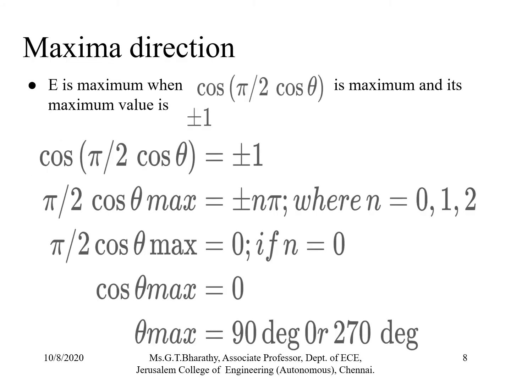So let us proceed on with the maxima. E is maximum when the parameter cos of pi by 2 cos theta is maximum, whose value is plus or minus 1. So substituting cos of pi by 2 cos theta is equal to plus or minus 1, we get theta max is equal to either 90 degree or 270 degree. So the maxima is going to occur at the point 90 or 270.